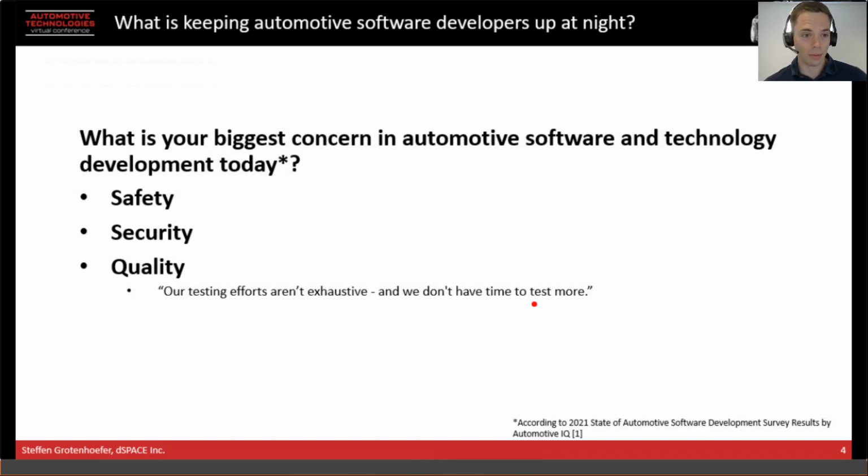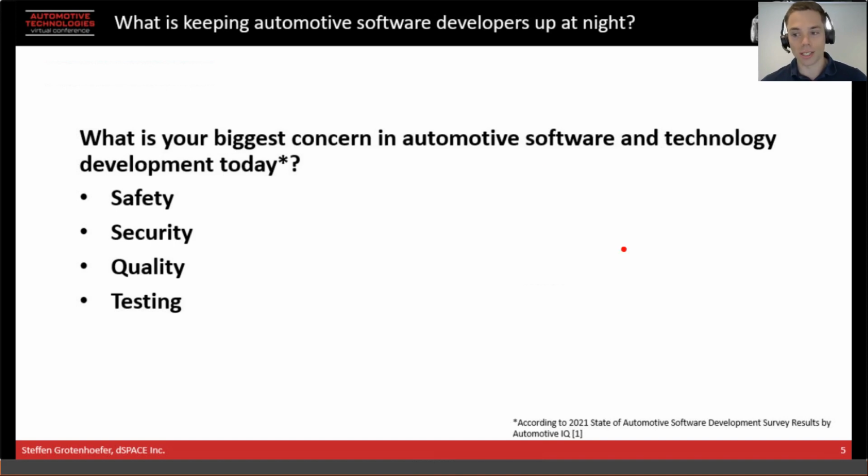Yeah, next up, so of course, testing is important for safety and quality, but testing even has its own spot on the list. So next point is testing itself. From the survey, 45%, so nearly every one out of two people were answering they are struggling to test efficiently.